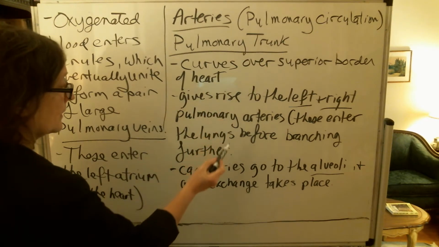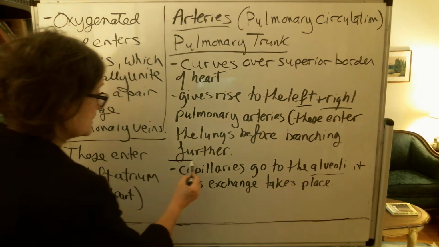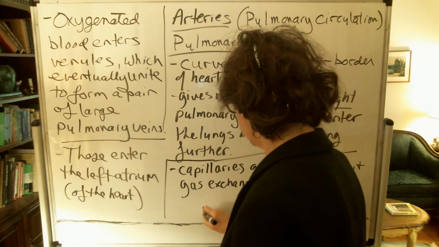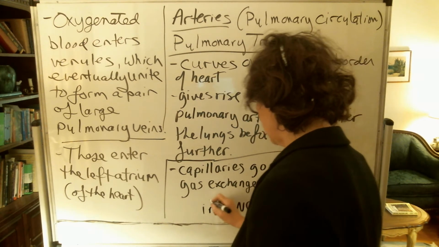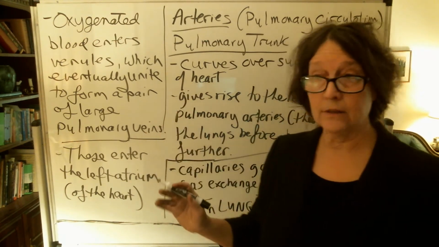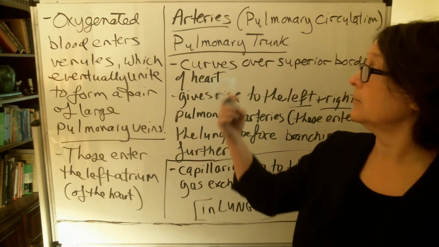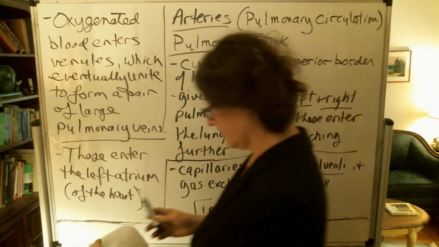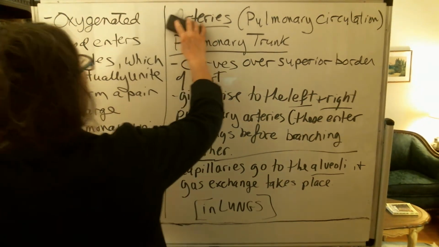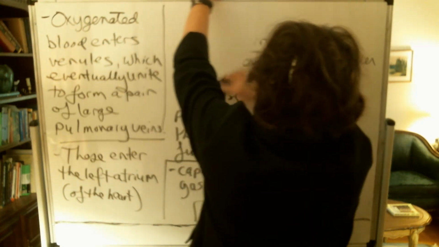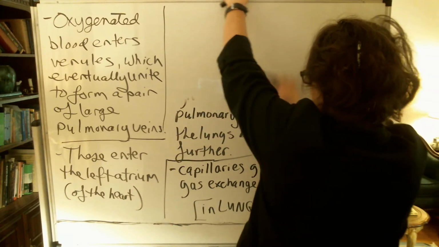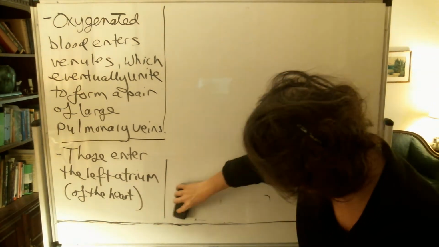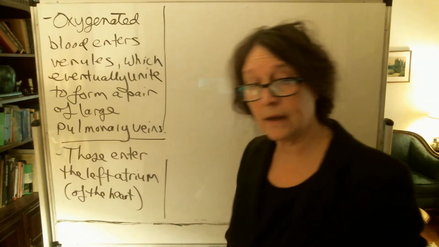So here, just so you remember, where we are talking about all of this happening, this gas exchange is happening in the lungs, and then the newly oxygenated blood enters venules and so on, and then eventually you form the pulmonary veins that lead to the heart. So that then is your quick introduction to pulmonary circulation.